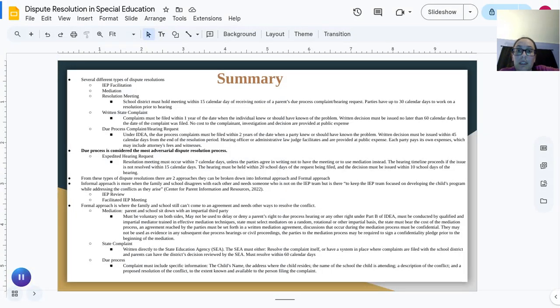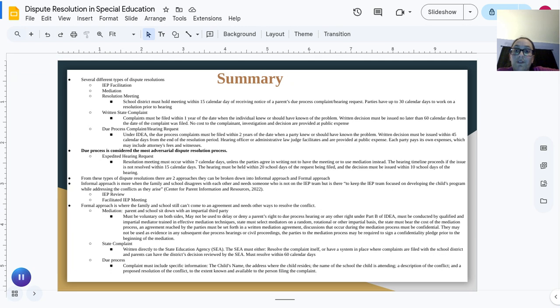From these types of dispute resolutions, there are two different approaches, which these can be broken down into as an informal approach and a formal approach. The informal approach is more when the family and school disagree with each other and need someone who is not an IEP team member, but is there to keep the IEP team focused on developing the child's program while addressing the conflicts as they arise. The two that fall under this are the IEP review and facilitated IEP meetings.